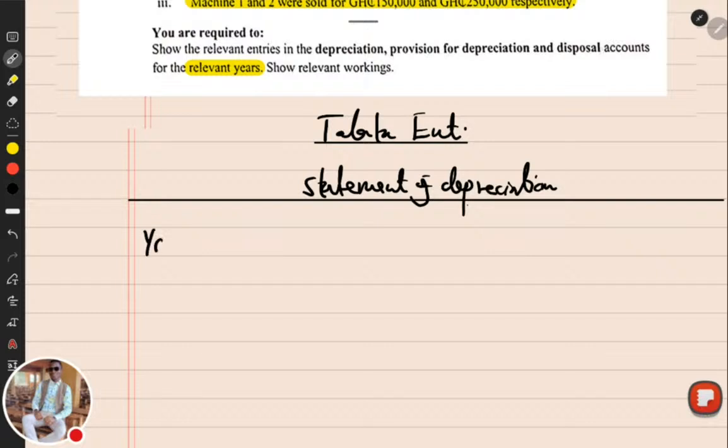So we have year. Then we have the machines coming up: machine 1, machine 2, machine 3, and machine 4. Then we'll have our totals coming up. This is how it's going to be generally. Let's take note of that.